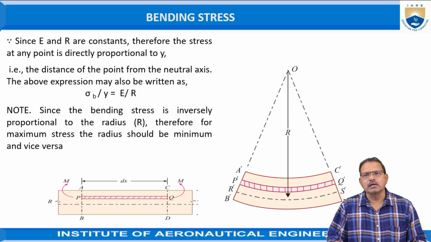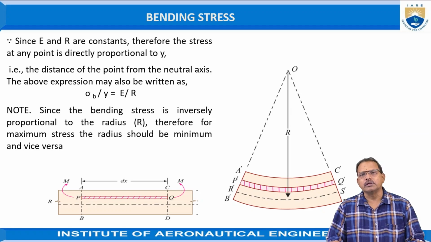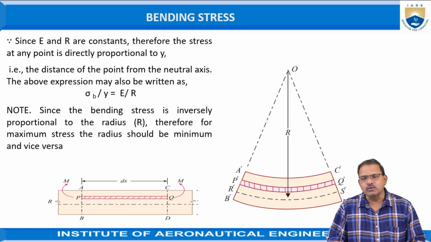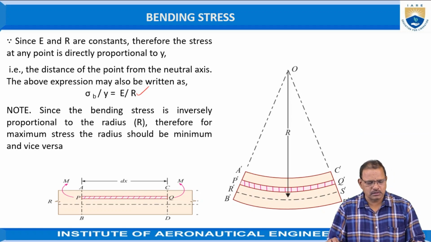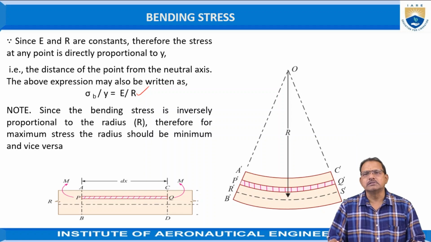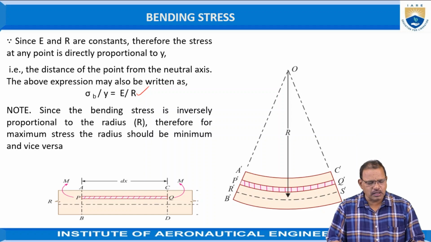Since E and R are constants, the stress at any point is directly proportional to Y, the distance between the neutral axis and the layer considered. So the modified equation can be written as sigma by Y is equal to E by R. Since the bending stress is inversely proportional to the radius, for maximum stress the radius should be minimum, and vice versa.